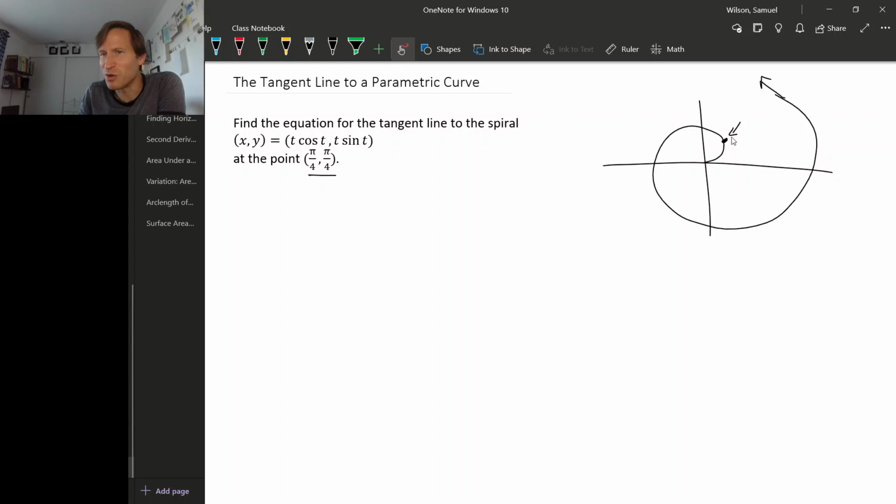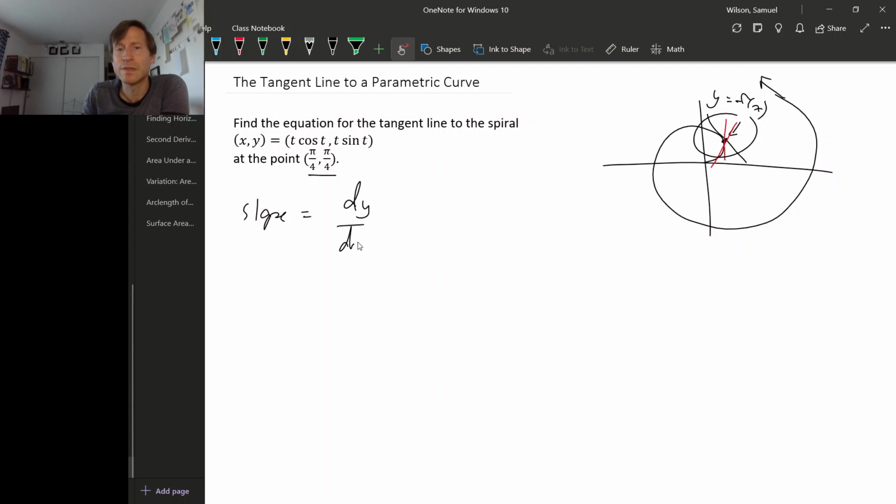It's a little bit hard to know what direction the tangent line might point because I haven't drawn this graph very accurately. Maybe it looks like this, or maybe it's more like this. Maybe it's vertical, or maybe it's like that. It's hard to tell. But if this were a function, if this were y as a function of x, then we would say that the slope of the tangent line is just dy dx. Well, y isn't a function of x, but actually the slope of a tangent line is still dy dx, even though this is a parametric curve.